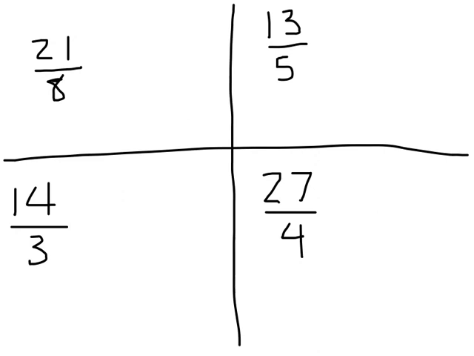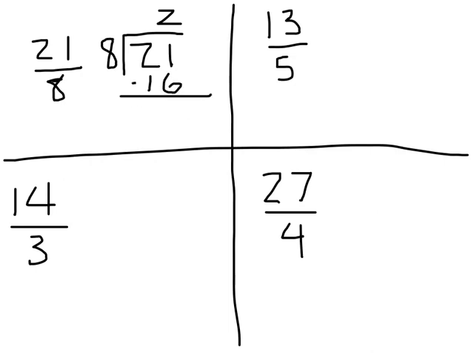Now you try a few. 21 over 8. I'm going to divide 21 by 8. How many times does 8 go into 21? It goes in twice. I can make 2 full groups of 8. What's 2 times 8? It's 16. When I subtract, there's 5 left over. So my whole number is 2 with 5/8 left over.